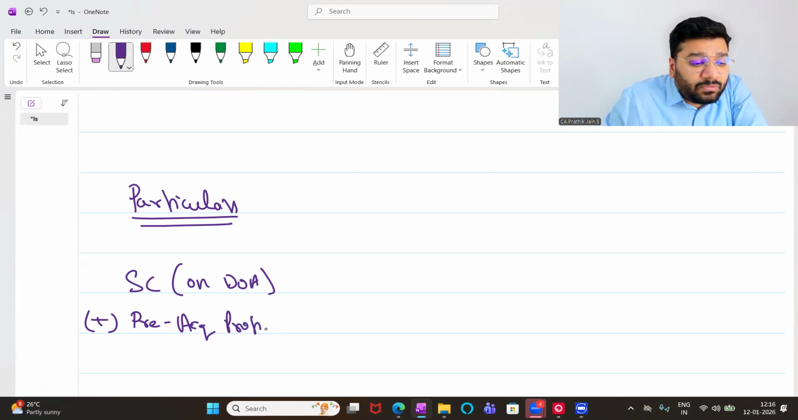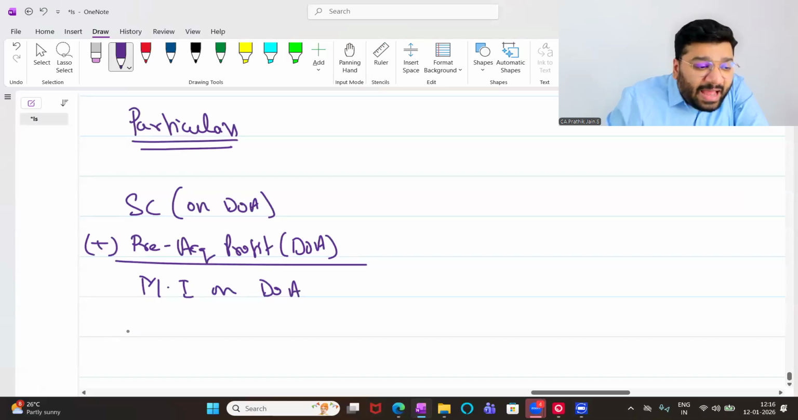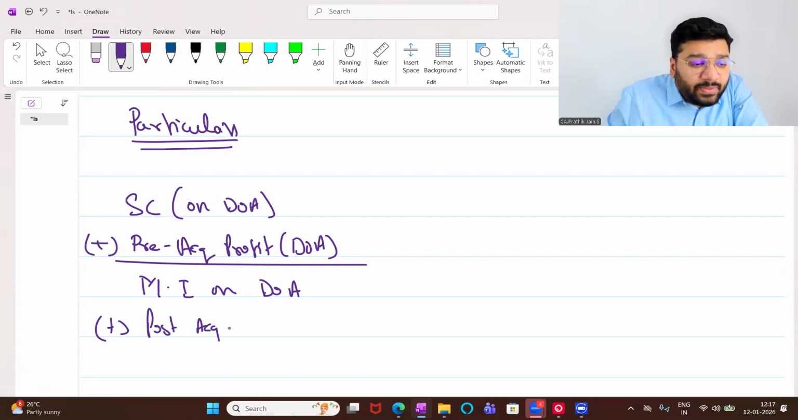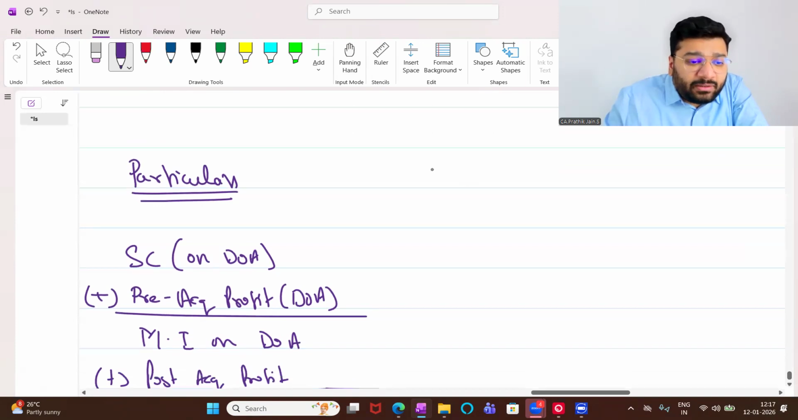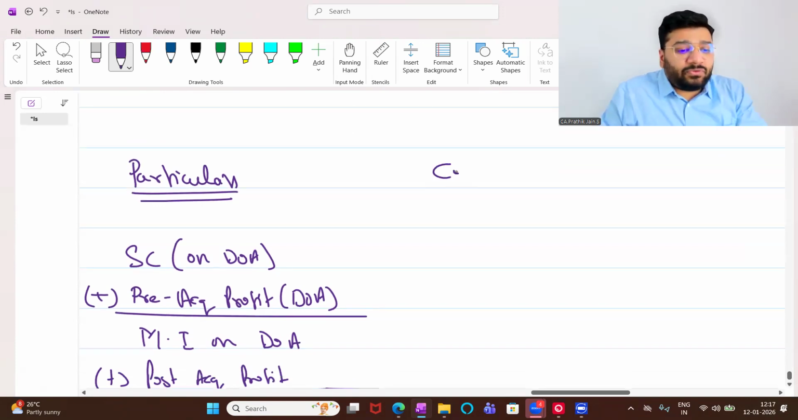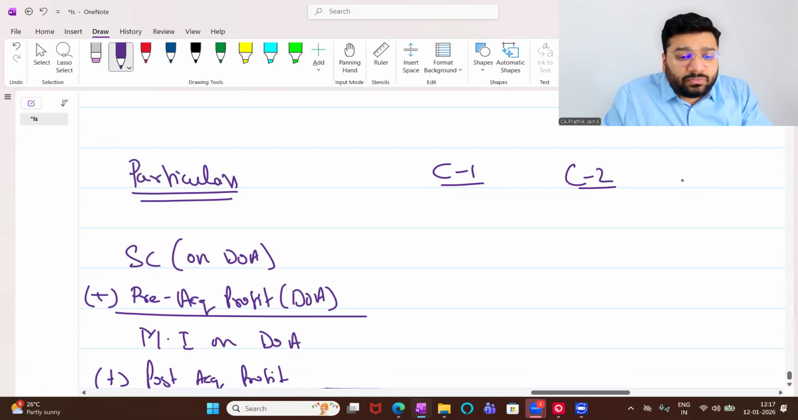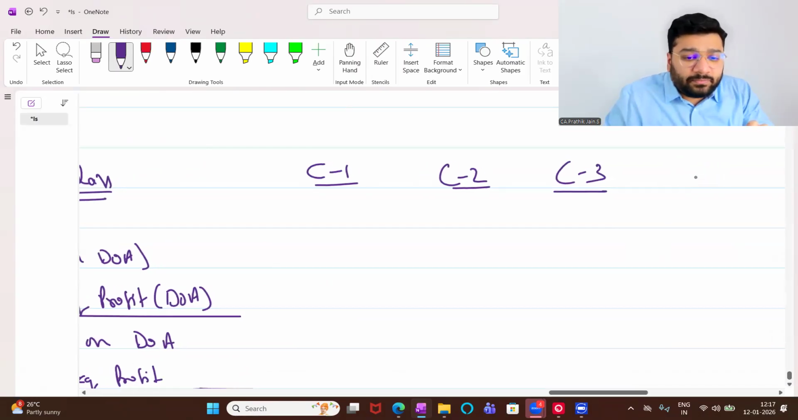Add pre-acquisition profit, which is nothing but on the date of acquisition. What do we get in total? Minority interest on date of acquisition. This is what they're asking. With that, if I add post-acquisition profit, which is the profit during the year, what will I get? Total minority interest on date of consolidation. Okay, this is the format. Can I put here case 1, case 2, case 3, case 4?